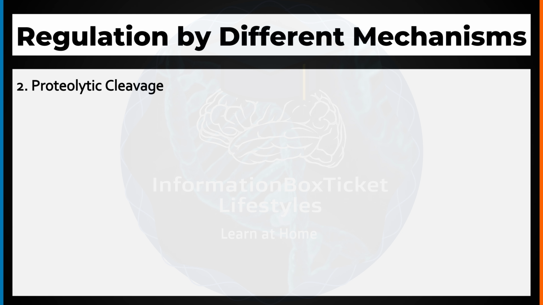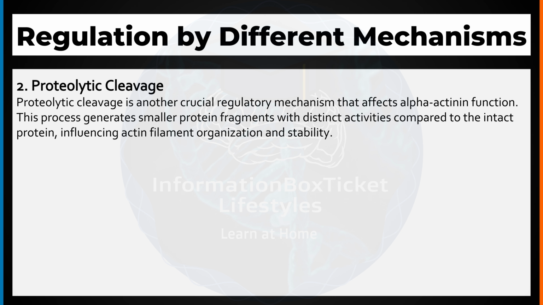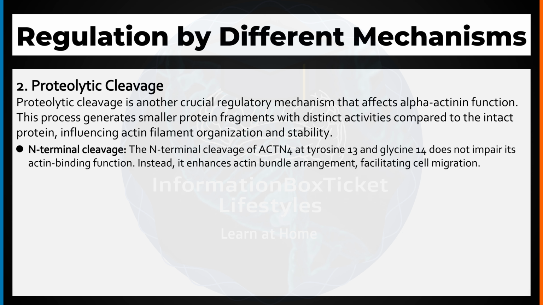2. Proteolytic cleavage. Proteolytic cleavage is another crucial regulatory mechanism that affects alpha-actinin function. This process generates smaller protein fragments with distinct activities compared to the intact protein, influencing actin filament organization and stability. N-terminal cleavage: the N-terminal cleavage of alpha-actinin 4 at tyrosine 13 and glycine 14 does not impair its actin-binding function. Instead, it enhances actin bundle arrangement, facilitating cell migration.